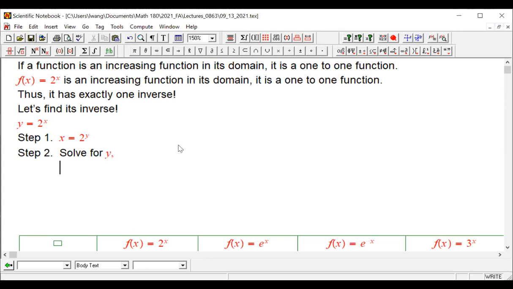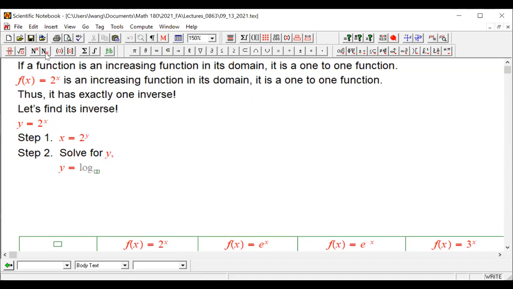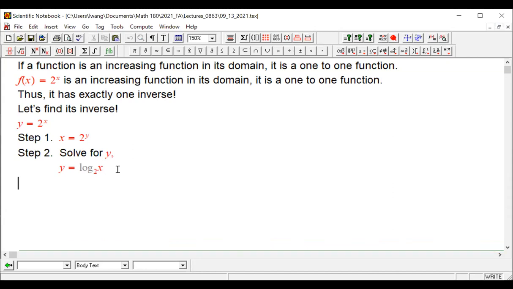We've got y equals log base 2 of x. Logarithm.